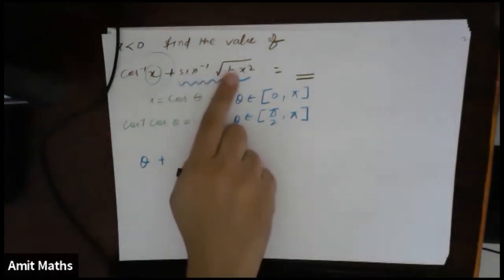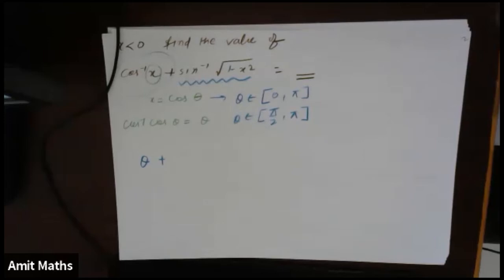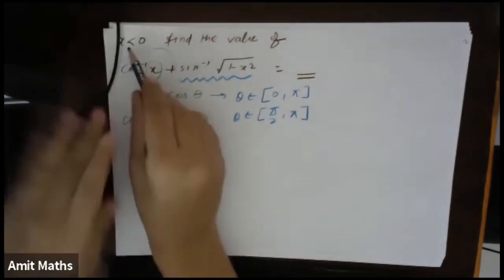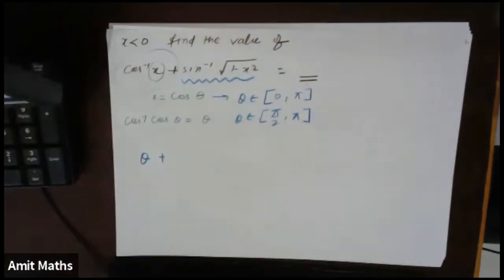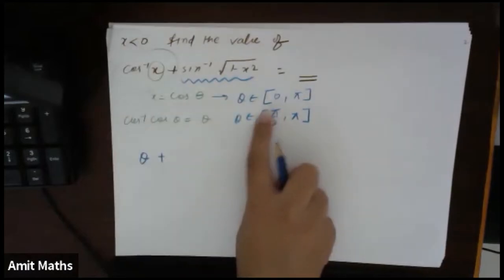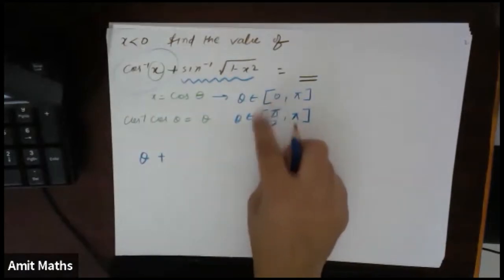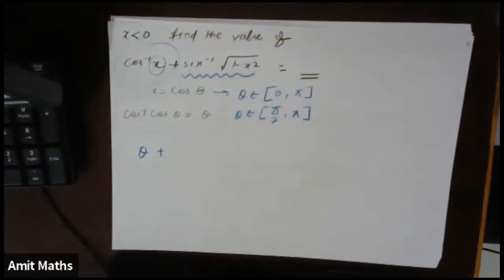Just try to find out the value of this. Okay, x is given less than 0. Because of that, this will be an open bracket. You can write this as an open bracket, it won't make much of a difference. They have given x less than 0, so okay, fine. You can keep the left hand side as open bracket pi by 2, because for pi by 2 it will be 0.